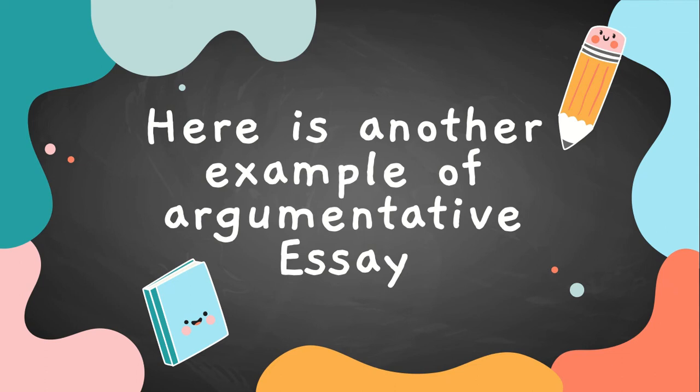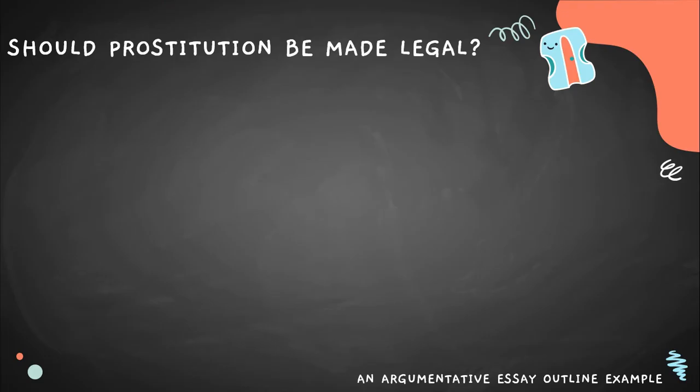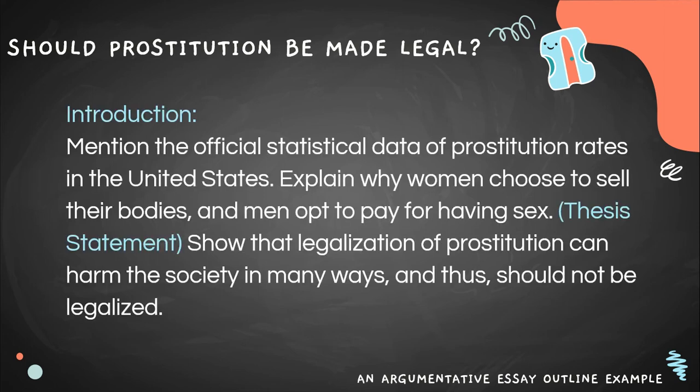Here is another example of an argumentative essay. This is entitled, Should Prostitution Be Made Legal? As you can see, the title is in question form. So here is the introduction. Mention the official statistical data of prostitution rates in the United States. Explain why women choose to sell their bodies and men opt to pay for sex. So the thesis statement for this is to show that legalization of prostitution can harm society in many ways and thus should not be legalized.